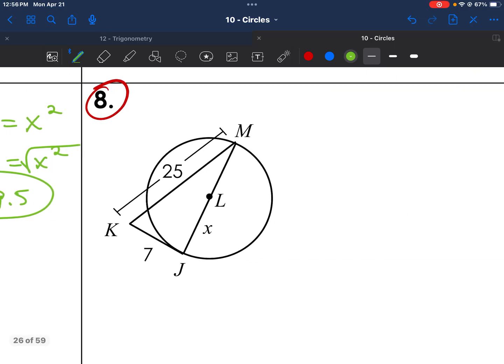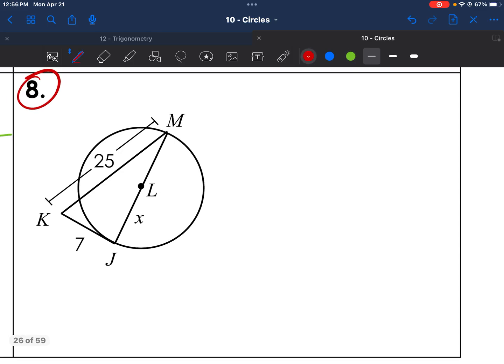Number 8. So number 8, still same deal. We're trying to determine if JK is tangent. So I'm going to put my 90 degree right there. I've got a leg length JK that is 7. We'll say this is my A. I'll do red right here. Now this time they do give us the hypotenuse. So this right here is across from the right angle. This is my C value. It should be my longest side.